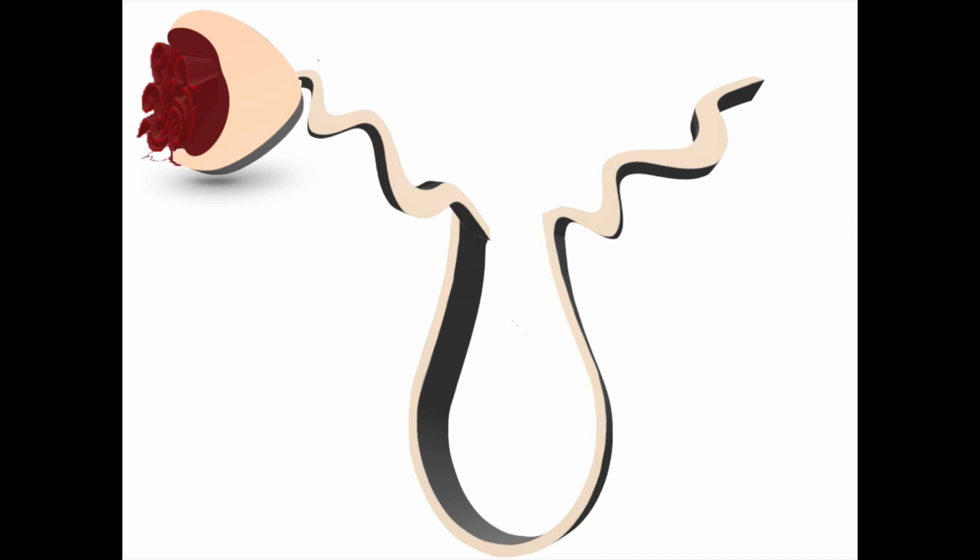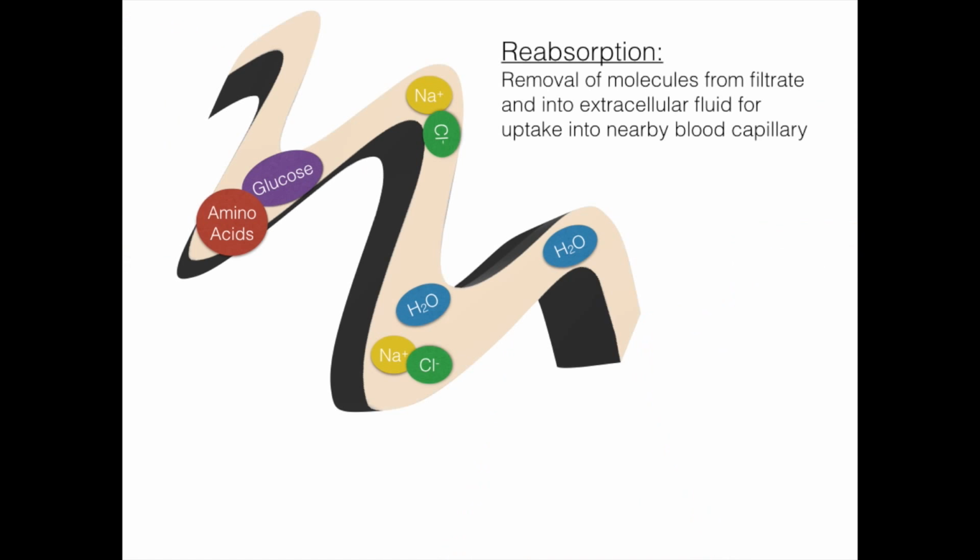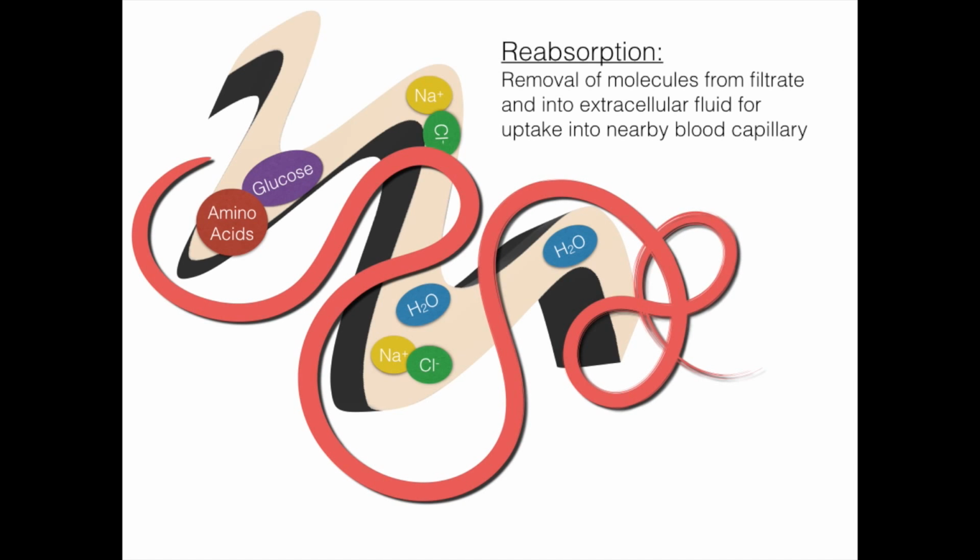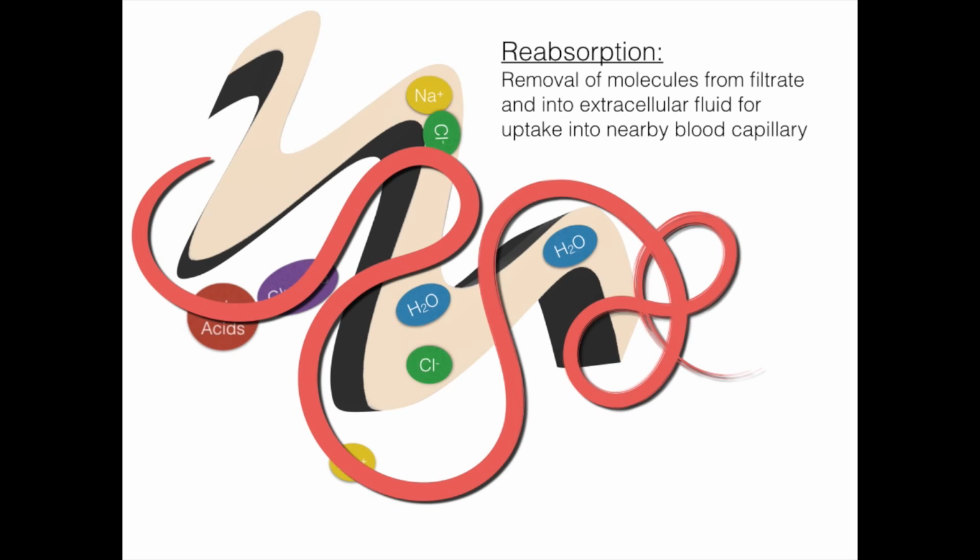The proximal convoluted tubule is the major site of nutrient and ion reabsorption. Reabsorption entails the removal of molecules from the filtrate and into the extracellular fluid for uptake into a nearby blood capillary. In the proximal convoluted tubule, 100% of all glucose molecules and amino acids in the filtrate are reabsorbed back into the blood. In addition, approximately 60% of all ions are reabsorbed. In order to accomplish this, the cells of the proximal convoluted tubule contain many ion leak channels, transporters, and even energy-requiring pumps to ensure efficient reabsorption of vital nutrients.